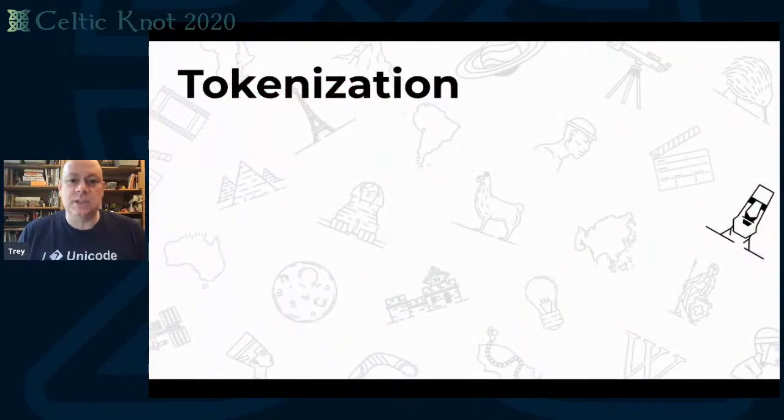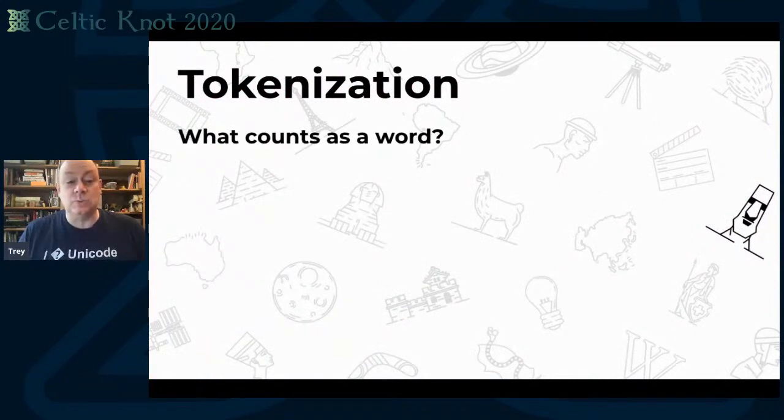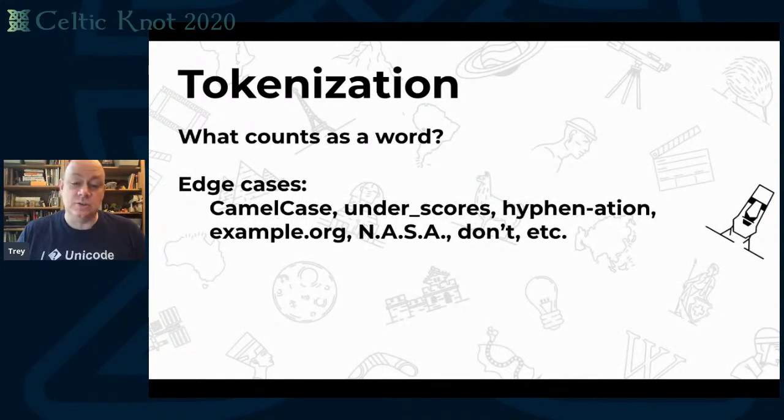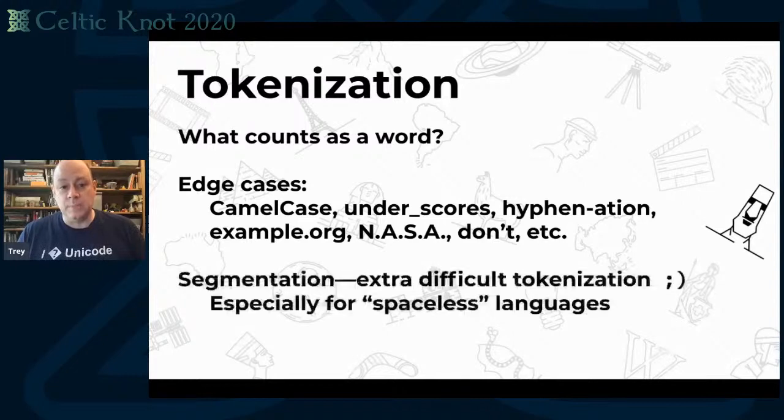One of the first steps in language processing for search is called tokenization, which is deciding what counts as a word. In most European languages, it's usually pretty straightforward. However, there are still some edge cases, such as camel case, underscores, hyphenation, words with punctuation in them, and other things. And in each of these cases, we have to decide whether we're going to treat these as one word or more than one word. In languages without spaces between words, like Chinese and some other East Asian languages, we have to perform segmentation, which is what we call tokenization when it's really, really hard.